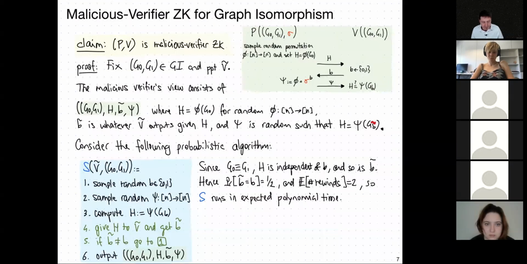All right. So are people convinced that because the two graphs are isomorphic, this simulator runs in expected polynomial time?